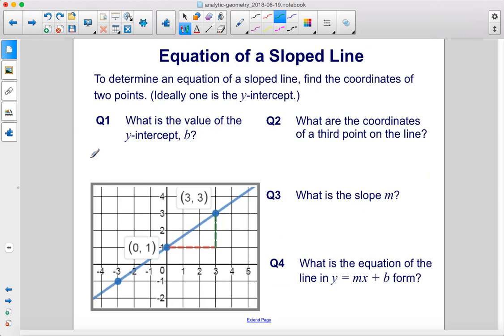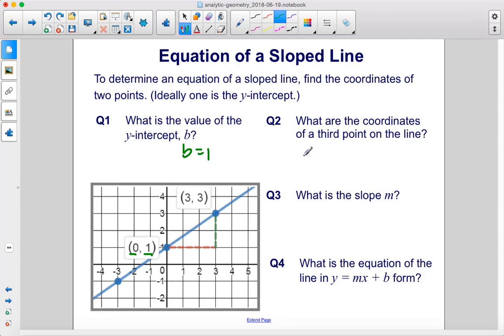Equation of a sloped line. To determine an equation of a sloped line, find the coordinates of 2 points. Ideally, one is the y-intercept. Question 1. What is the value of the y-intercept b? Well, here, when x equals 0, y equals 1. So b equals 1.